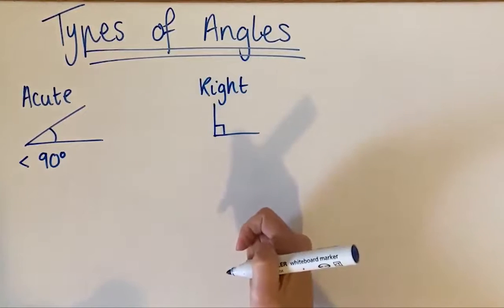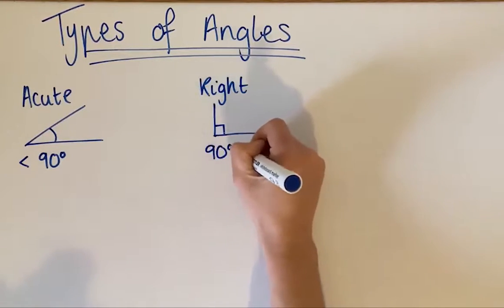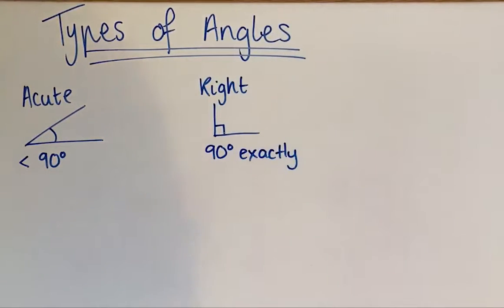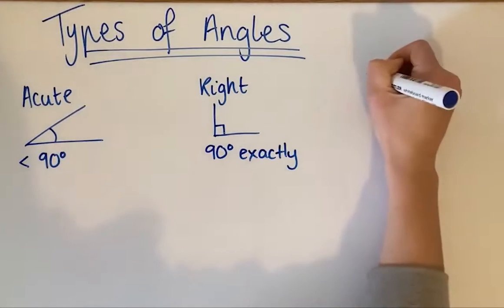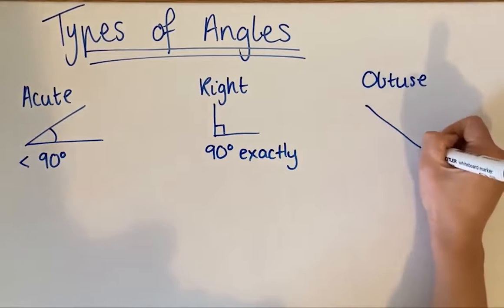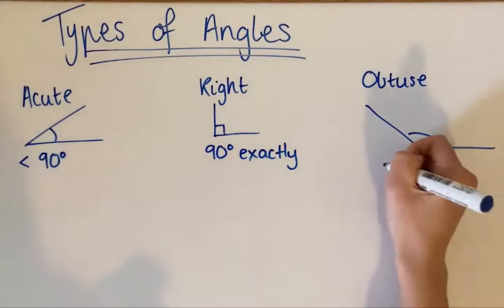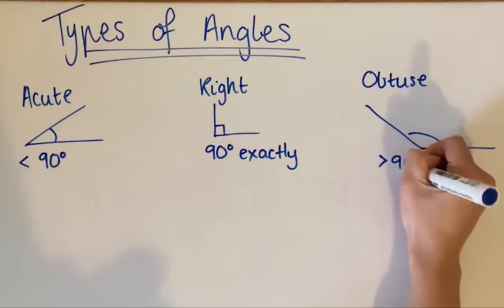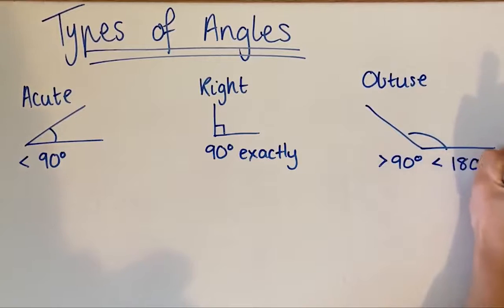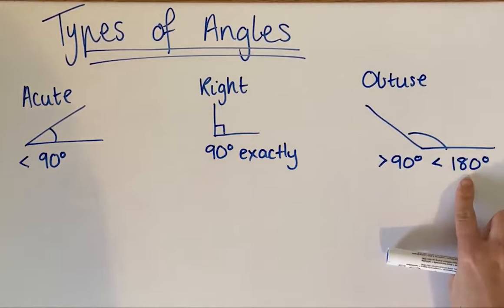corner angle measurement rather than a curved one, and a right angle is 90 degrees exactly. Okay, if it's slightly more or slightly less, then it's not a right angle anymore. If it's slightly more, then it becomes what we call an obtuse angle. Okay, so this is an example of an obtuse angle. So they're greater than 90 degrees, but they're smaller than 180 degrees. Okay, so they're over 90, but not quite 180.